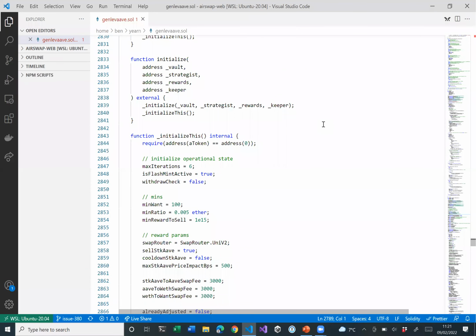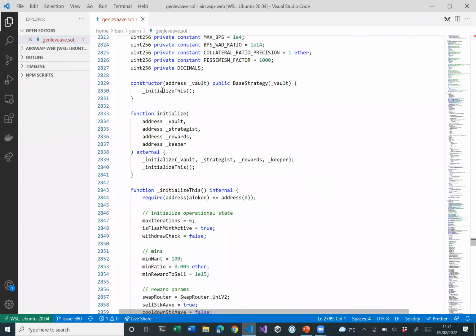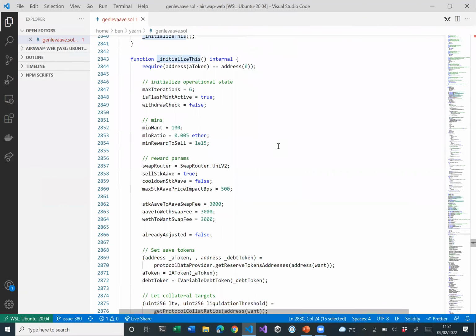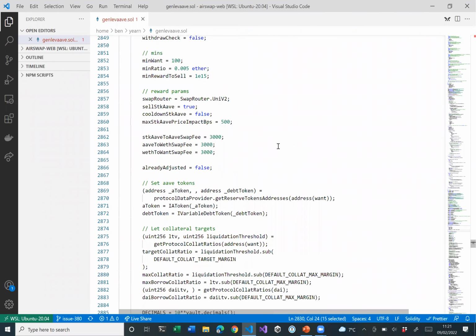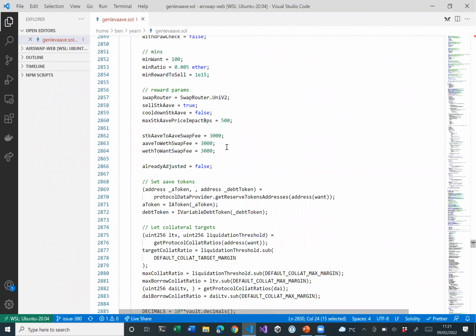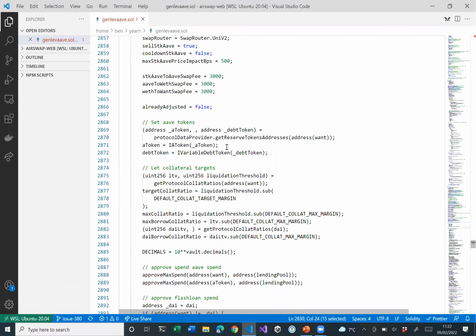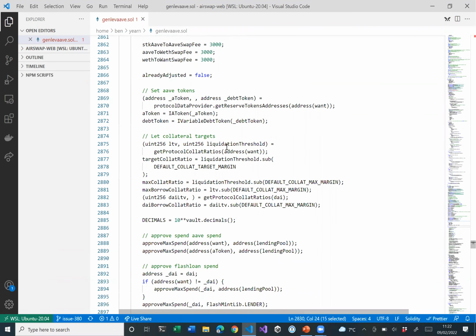The constructor calls initialize, which really just sets all of the variables here. So these are parameters to the various things that we're doing. You've got various fees. They've got limits on when they want to swap things, so if fees are too high, etc. Minimum amounts to bother collecting for reward amounts, etc.